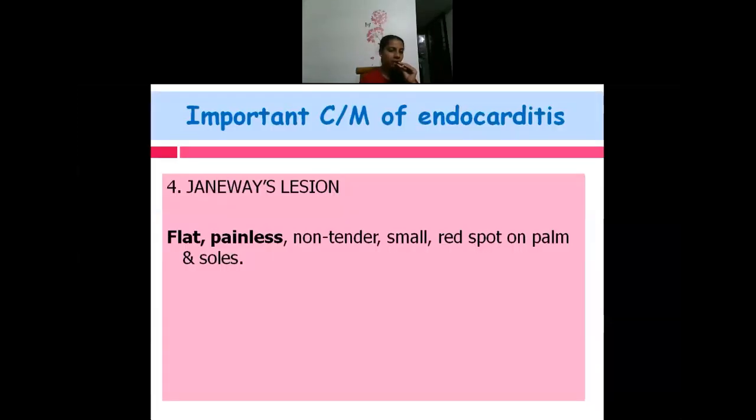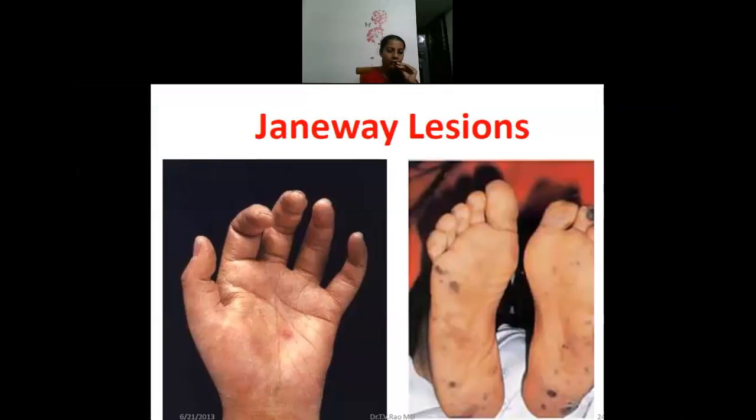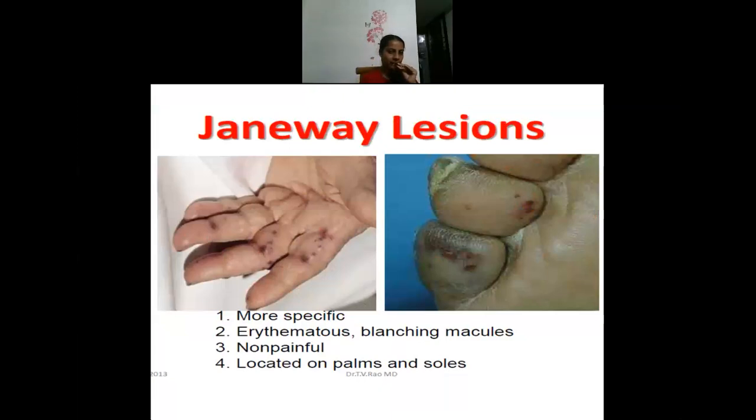Next one is Janeway's lesion. Okay, so this is also one classic sign of endocarditis. Janeway's lesion, when compared to Osler's node, is flat. It is painless. Osler's node was painful and tender, but Janeway's lesion is flat, painless and non-tender. It is a small red spot on the palm of your hand and even the sole of your feet. So here you can see the figure of Janeway's lesion. Here also you can see the picture.